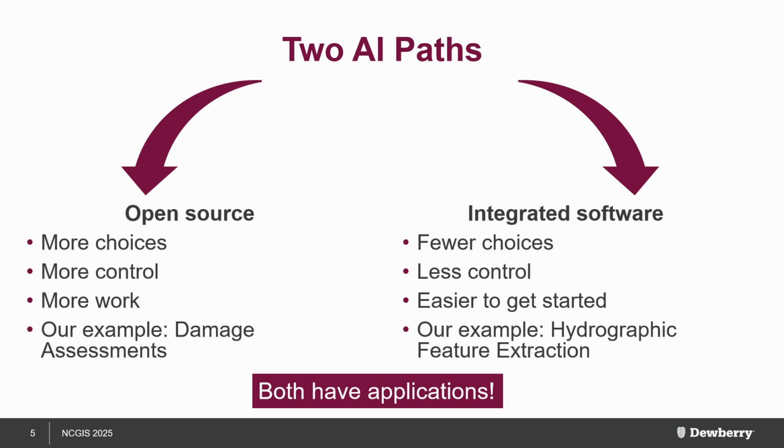But before we get to those examples, there's a decision that has to be made. You can go open source and develop totally from scratch. There are a lot of Python packages and other programming packages at this point that you can utilize, or you can go with a more integrated software. Some software now says you can train a deep learning model in our software. So there are different geospatial software packages that have those capabilities now.